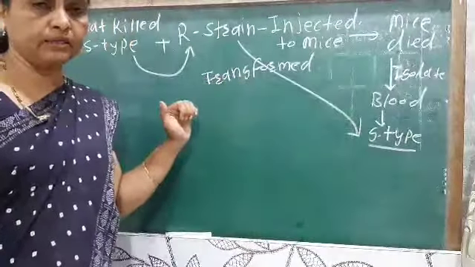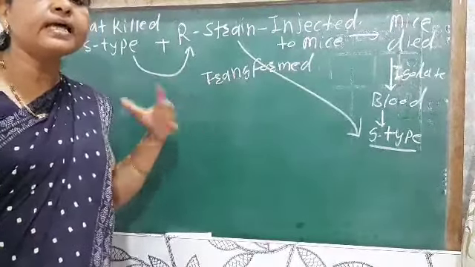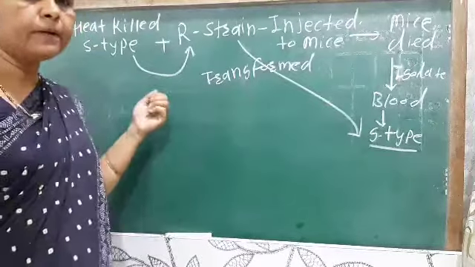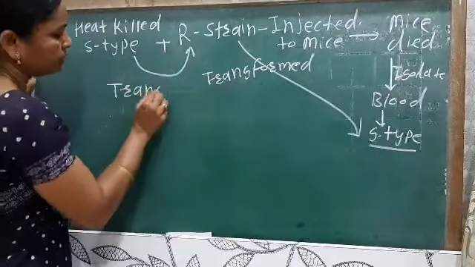So there is something, but Griffith did not prove what the transforming principle is. So who proved that there is one transforming principle?